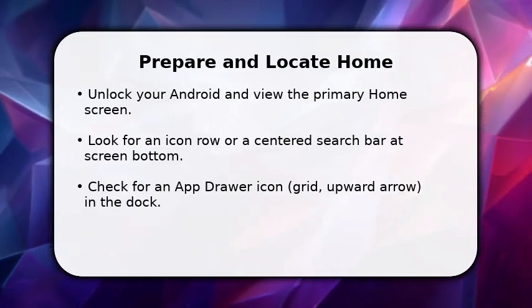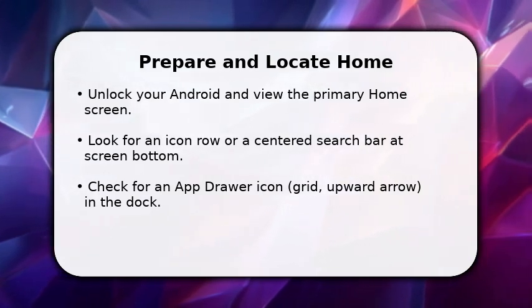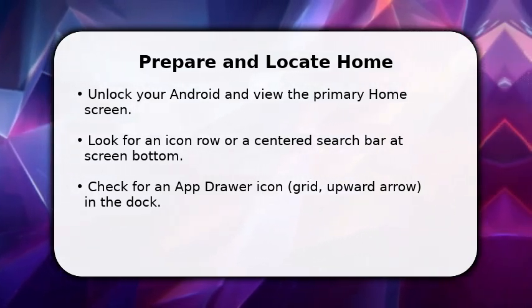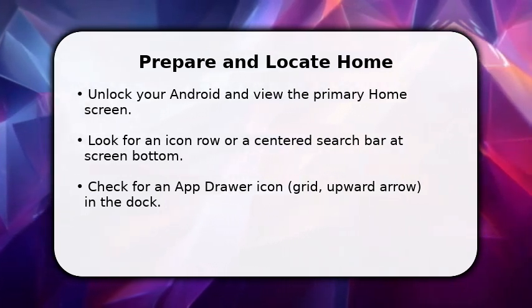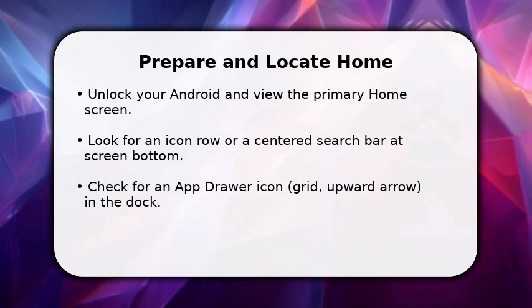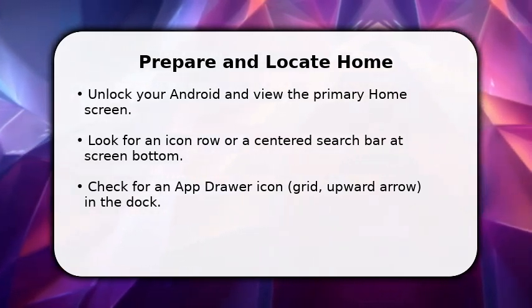You're already past setup, so start on the home screen now. First, confirm you're using the primary home panel and not a locked widget screen. Look along the bottom dock for a grid icon or an upward arrow. That's the app drawer trigger. If you don't see an icon, notice if swiping up reveals apps instead.